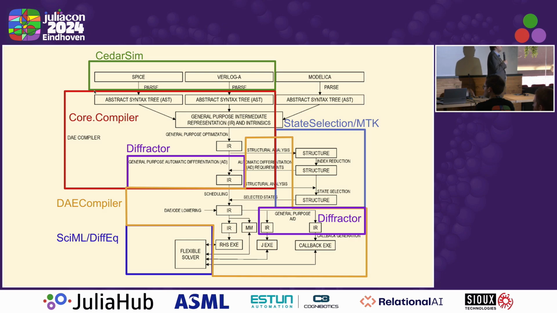We're using the stage selection code that's in MTK. Where exactly that will live is a bit of a TBD, but it's the same code that's in MTK and Julia Sim compiler. So the pieces that are sort of different are the language support for SPICE and Verilog-A, which sits in Cedar Sim, and then some of the code generation at the bottom, which is in DAE compiler.